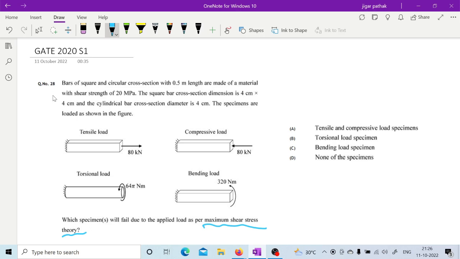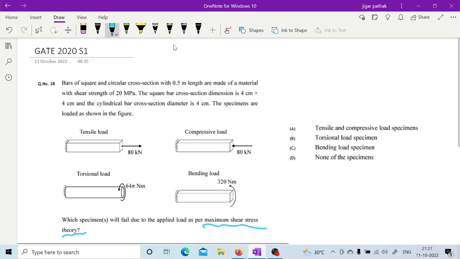Sir, would it be B? It would be torsional. B. Anyone else? Sir, that is the bending one, C. Anyone else, sir? Why, sir? Torsional is also coming.